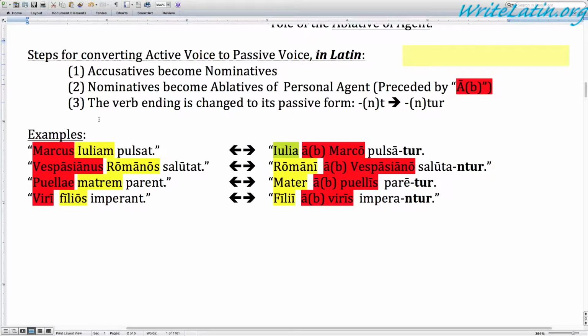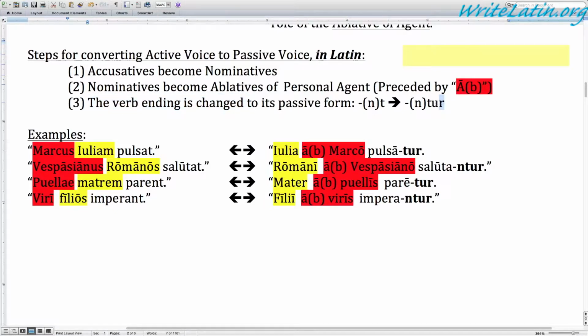Second, nominatives become ablatives of personal agent, preceded by ab. So Vespasian, Vespasianus, becomes ablative: by Vespasian, ab Vespasiano. And then last, the verb ending is changed from its active to its passive form.